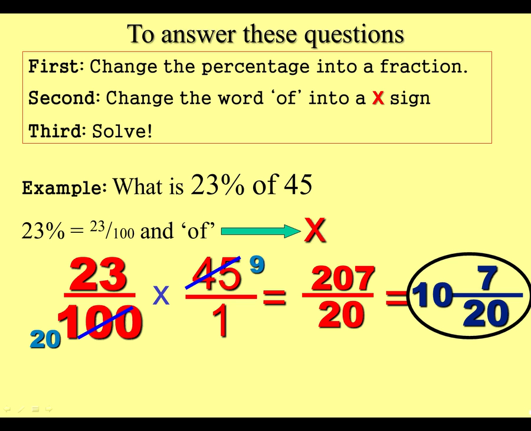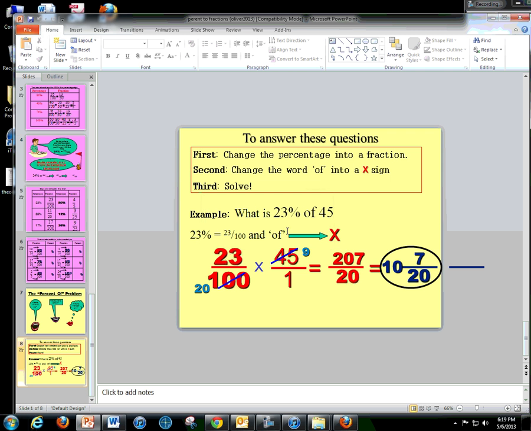23% is kind of close to 25%, and 25% is kind of like a quarter. Well, it is a quarter. It's a fourth. And if I'm going to take a fourth of 40 something, then I would expect 10, because a fourth of 40 is 10. So this answer makes good common sense to me, which you guys should all be doing. You should always be asking yourself, does my answer make sense? And that does our lesson for percents to fractions, okay?